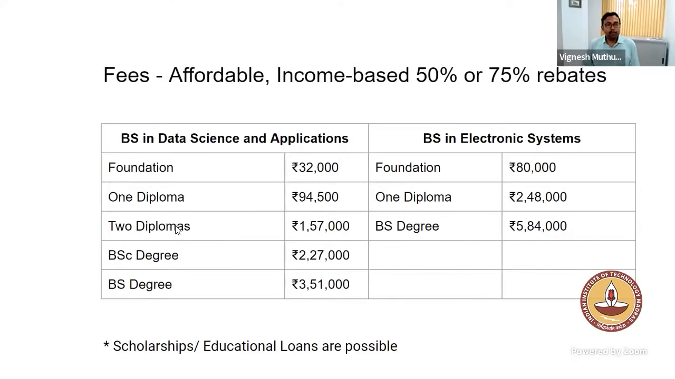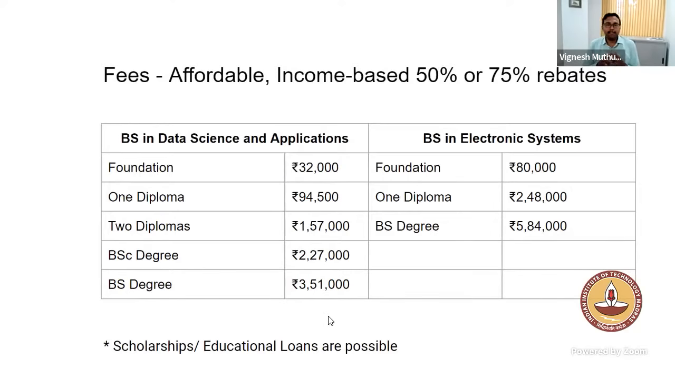And for two diplomas, which includes the foundation 32 credits plus the 54 credits for the two diplomas, here is the fee which is listed. And the BSc degree will include the fee for the foundation, both diplomas, and the 28 credits at the BSc level. The same goes for the BS degree as well. So that is how these values are calculated.